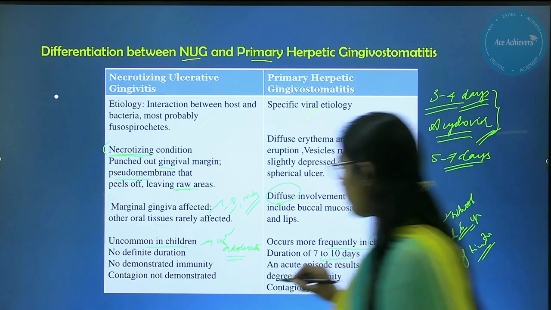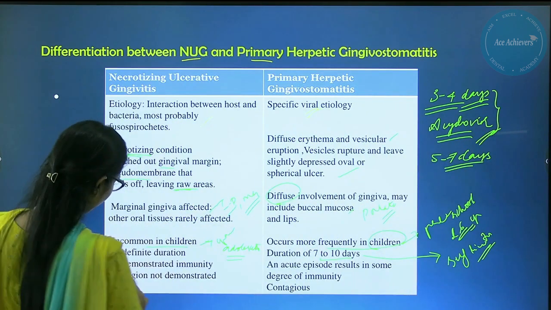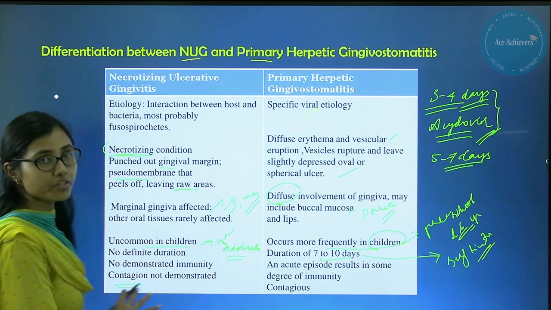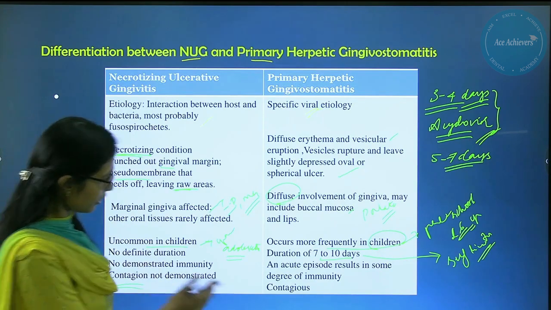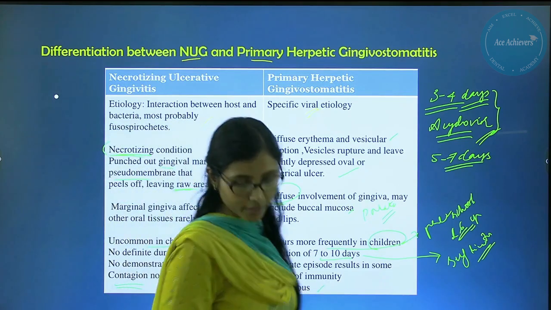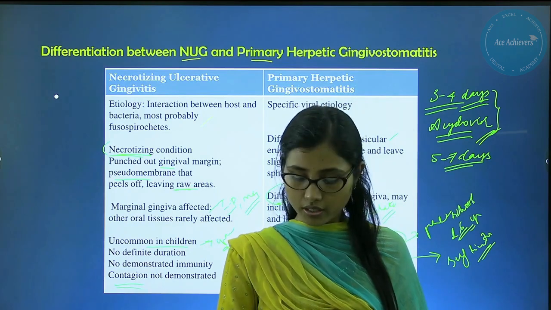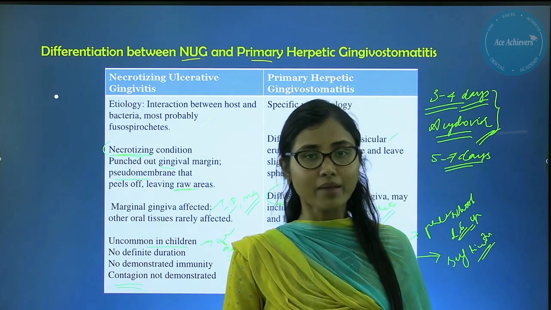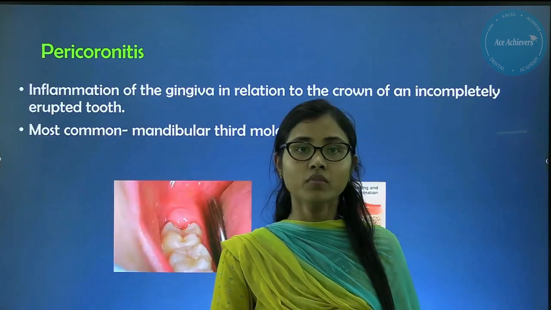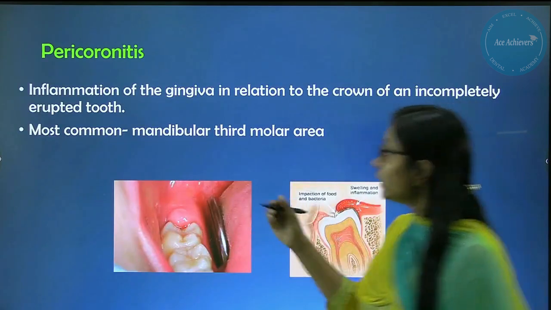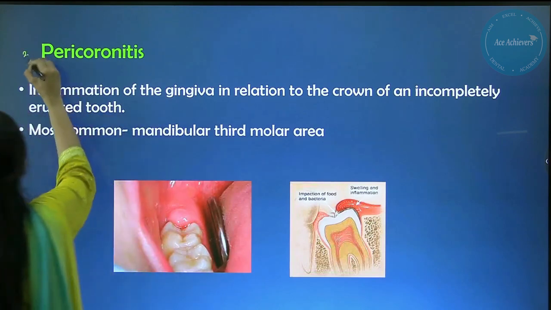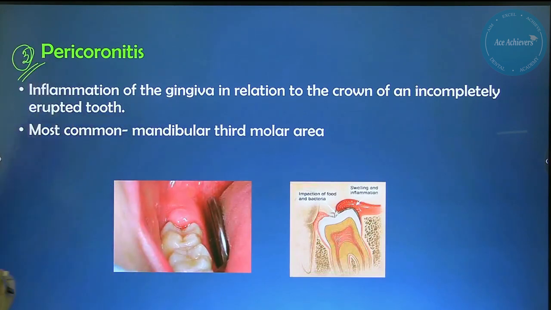Now when we see contagiousness, this is not transmitted from person to person, whereas this is contagious. So these are some of the major differences between acute necrotizing ulcerative gingivitis and primary herpetic gingivitis. Now, the third acute gingival infection is pericoronitis.